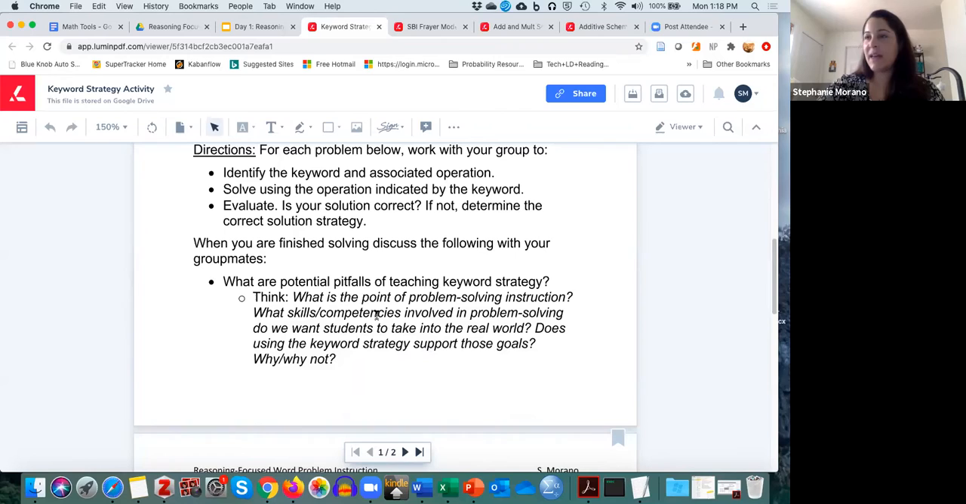And then when you finish that work, I want you to talk with your group mates about what are the potential pitfalls of teaching the keyword strategy. So think about what's really the point of problem solving instruction? Why are we teaching problem solving in the first place? What skills and competencies involved in problem solving do we want students to take out into the real world with them? And does using the keyword strategy support those goals? Why or why not? So some things to think about after you do the first part of the activity here.